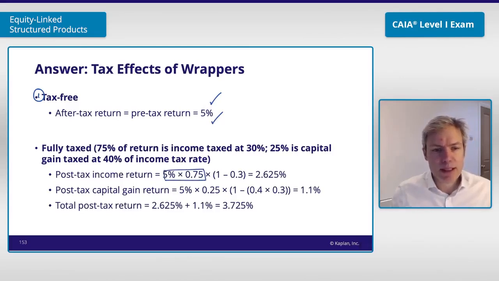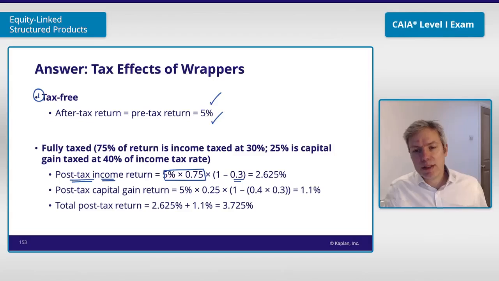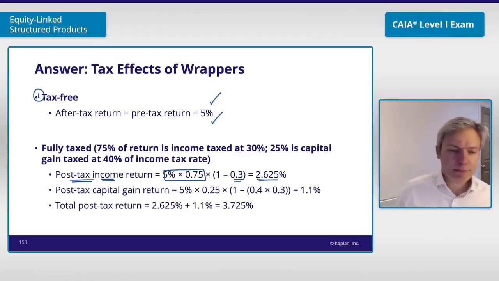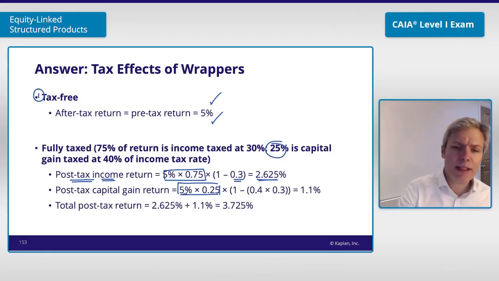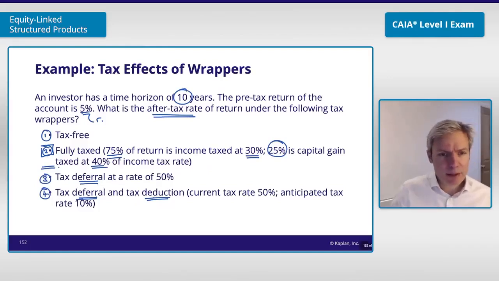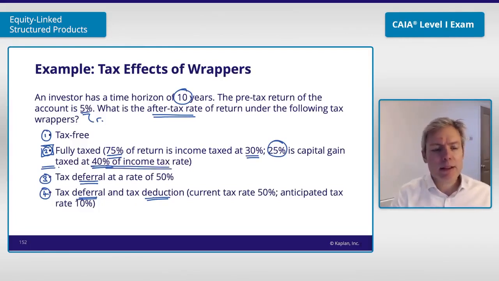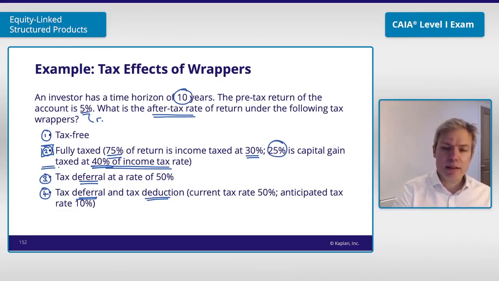75% of the pre-tax return is income, and that is taxed at 30%. So your post-tax return from income sources is 2.625%. Post-tax capital gain return will be the 5% multiplied by 0.25, because 25% of your return is capital gains. That's taxed at 40% of the income tax rate. So read it carefully. I might have just said 40% there, and that's a good demonstration of how you've got to read things carefully. Okay, so capital gains tax is taxed at 40% of the income tax rate. Right, so call it what it is. 40% of the income tax rate is 12%, isn't it? 40% of 30%, 0.4 times 30 is 12%.